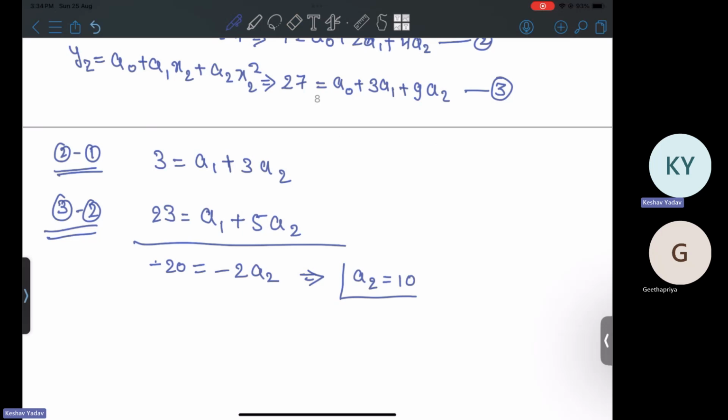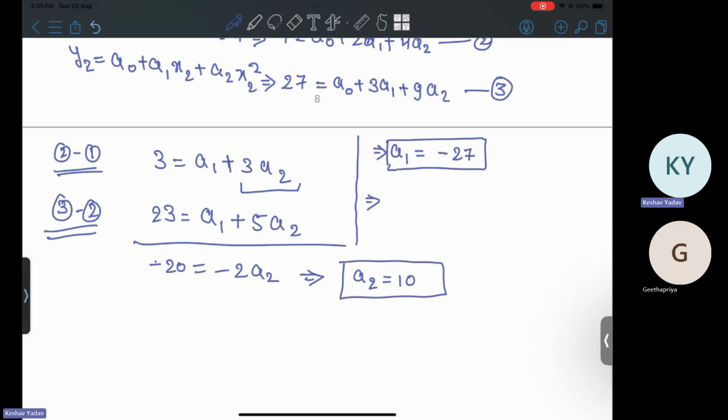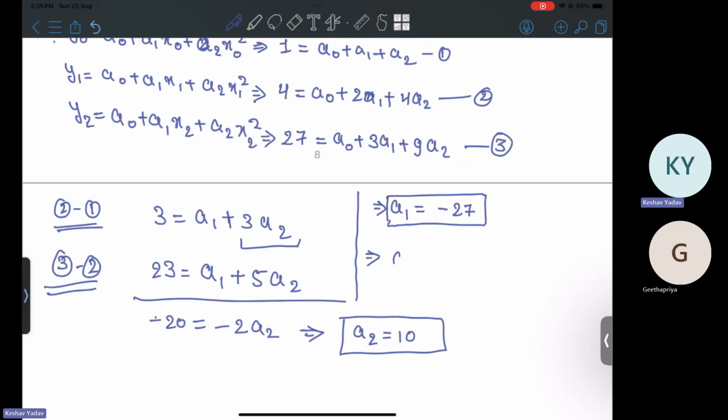a2 equal to 10. Now we will try to find this a1. From here a1 will come as 30 on one side, and on the other side it will become minus 27. So a1 will be equal to minus 27. Then a0 plus a1 plus a2 is 1, so a0 will be equal to 18.